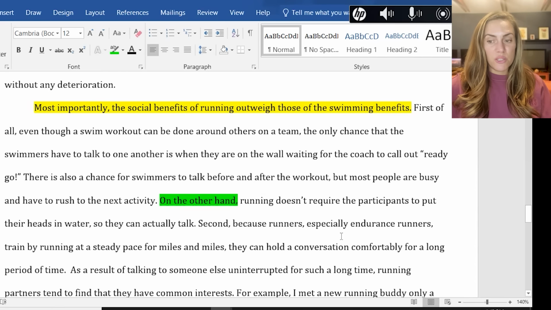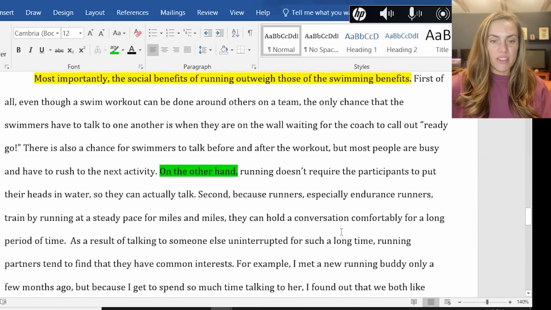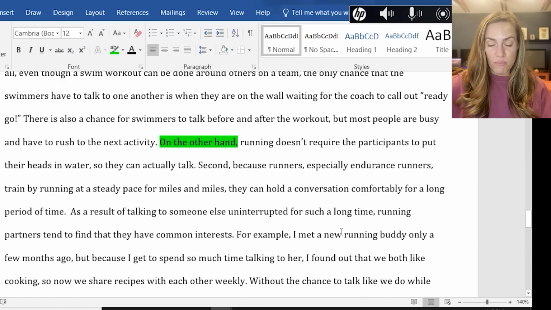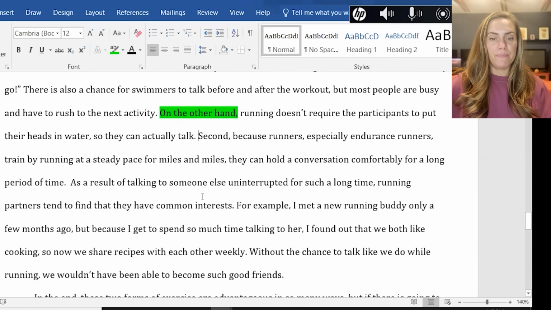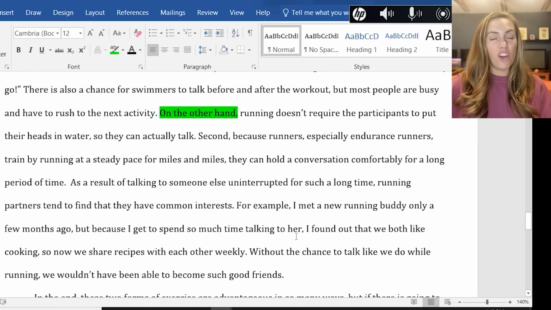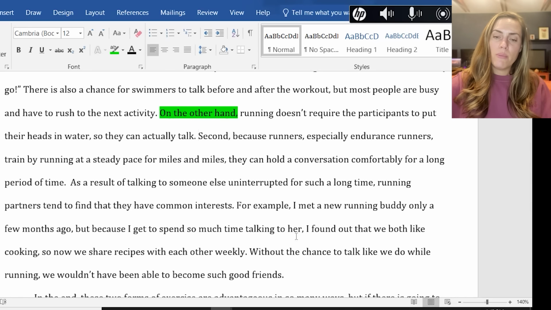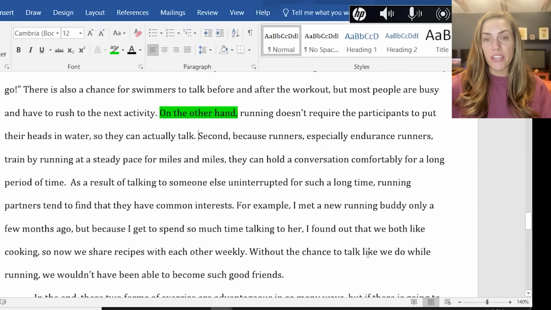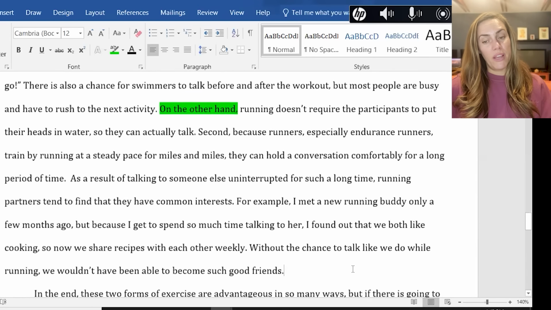Second, because runners, especially endurance runners, train by themselves at a steady pace for miles and miles, they can hold a conversation comfortably for a long period of time. As a result of talking to someone else uninterrupted for such a long time, running partners tend to find that they have common interests. For example, I met a new running buddy only a few months ago, but because I got to spend so much time talking to her, I found out that we both like cooking. So now we share recipes with each other weekly. Without the chance to talk like we do while running, we wouldn't have been able to become such good friends.